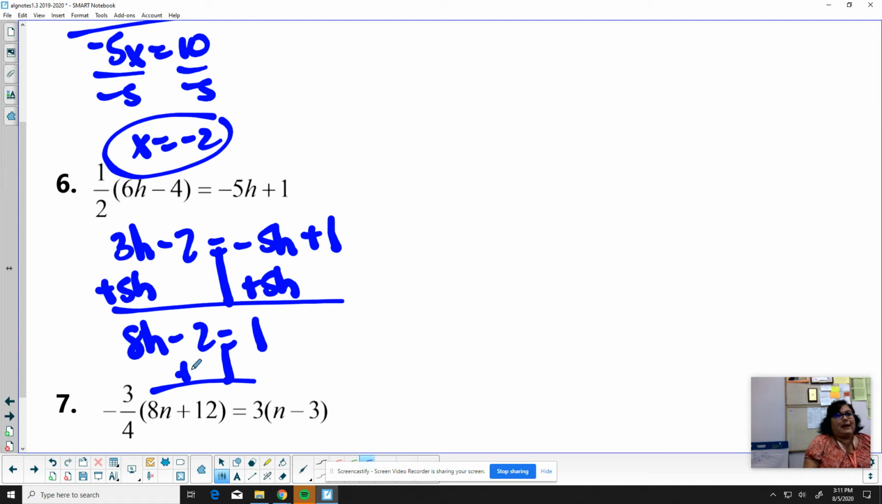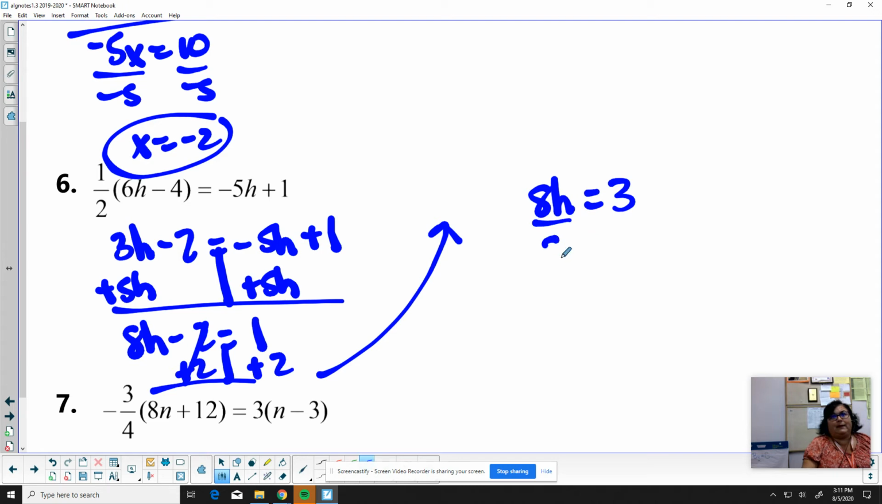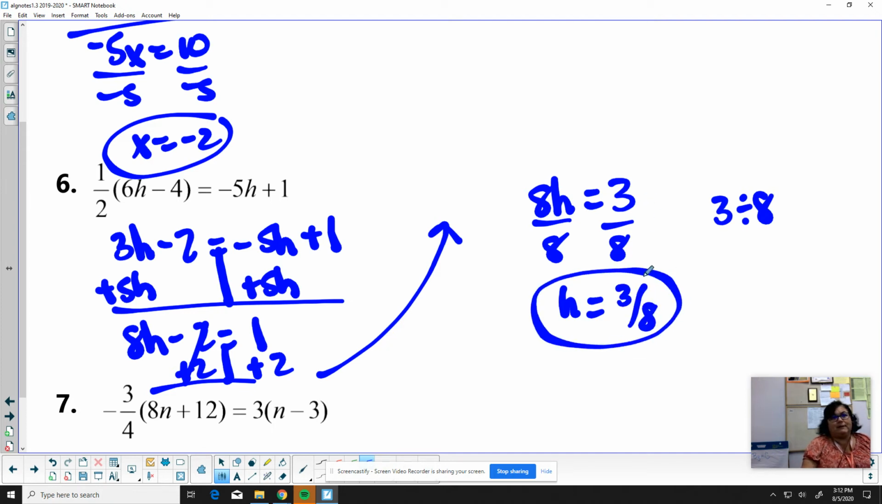And then we need to add 2 to both sides. So I don't have any room, so I'm going up here. So 8h on the left because those cancel, and then 3 on the right. Then I can divide by 3. Now I can put this in as 3 divided by 8 in my calculator, or I can just leave it as 3/8, and I'm just going to leave it. I hope you got that right. If you did put it in as a division problem, 3 divided by 8 is 0.375. So that's also a correct answer.